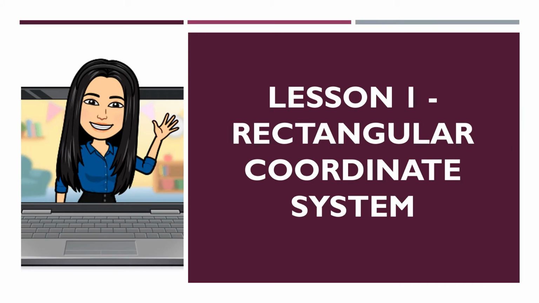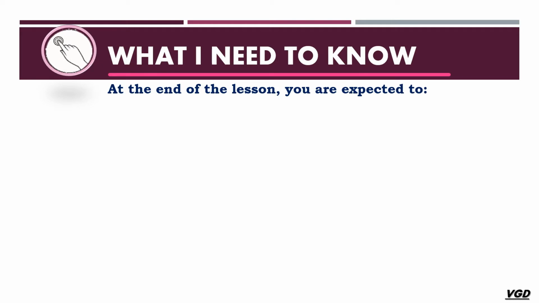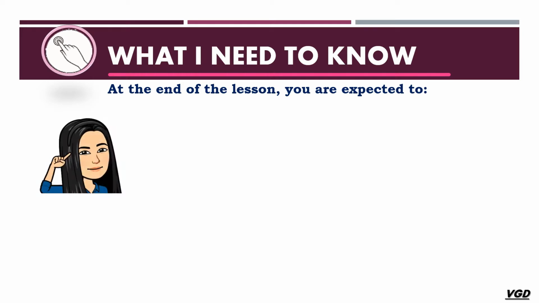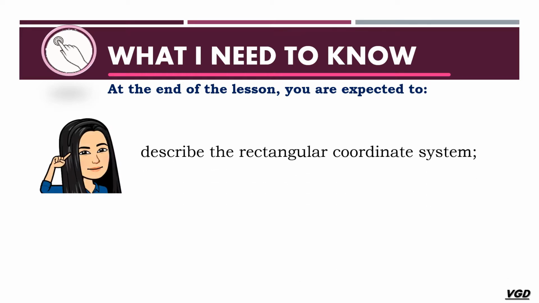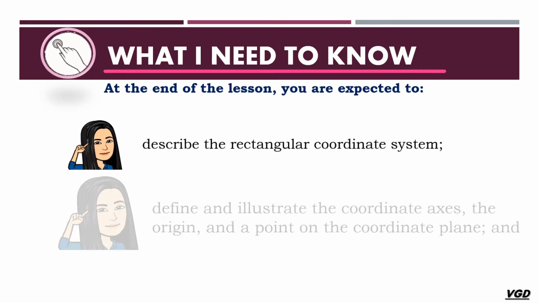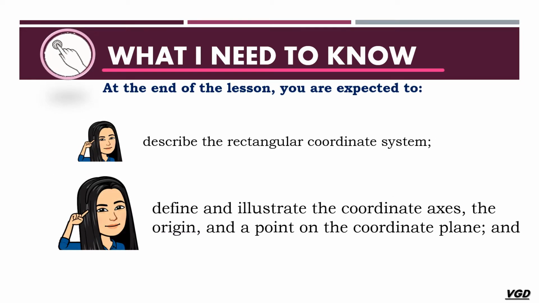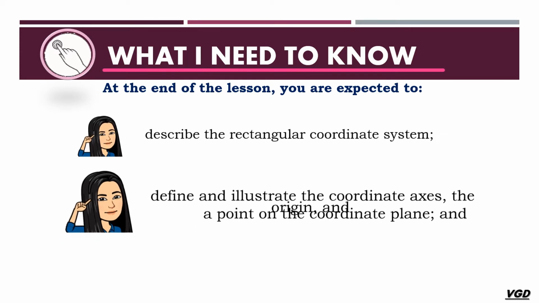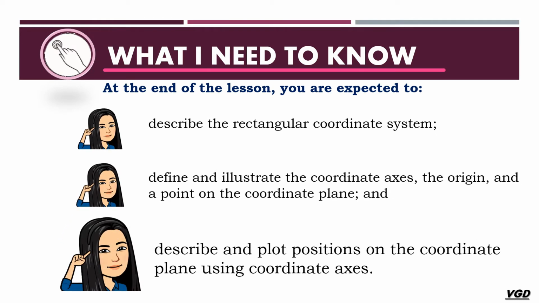Let's start with Lesson 1, Rectangular Coordinate System. What I need to know. At the end of the lesson, you are expected to describe the rectangular coordinate system, define and illustrate the coordinate axis, the origin and a point on the coordinate plane, and describe and plot positions on the coordinate plane using coordinate axes.